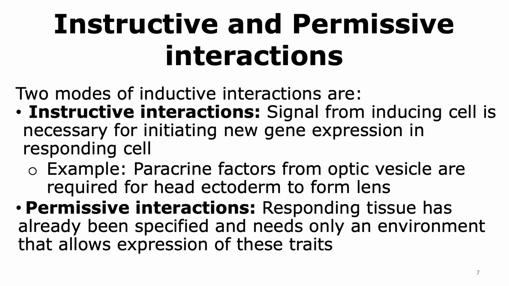The second type of inductive interaction is permissive interactions. In this case, the responding tissue has already been specified. However, it needs only an environment that allows the expression of these traits. For this, let us look at the example of heart development.